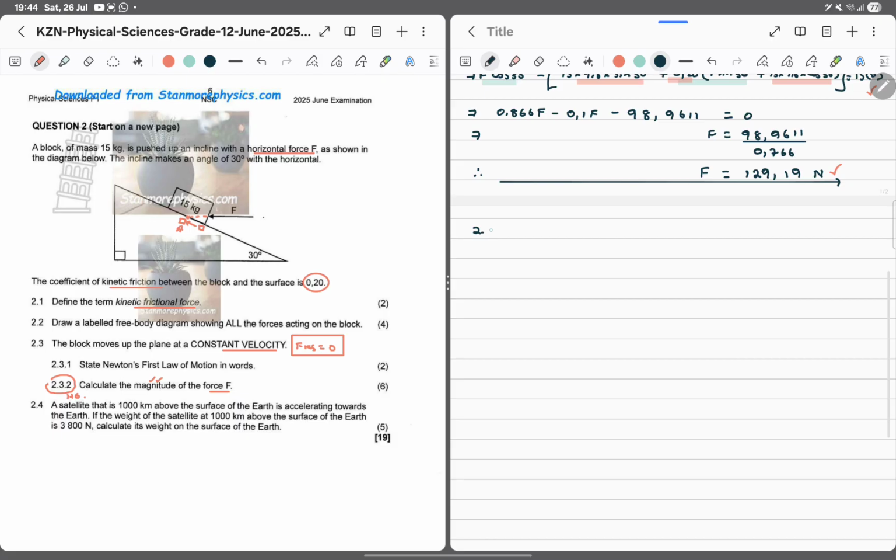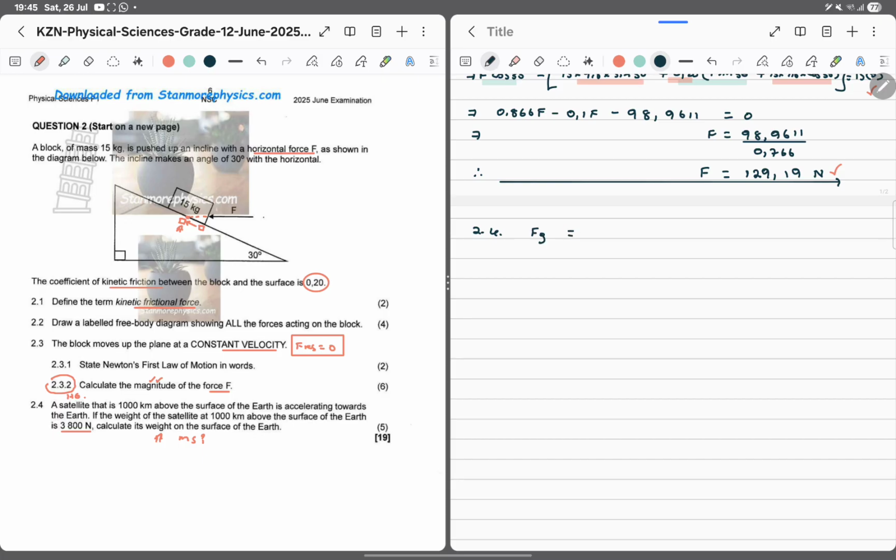So let's see 2.4. We are told that a satellite that is 1,000 kilometers above the surface of the Earth is accelerating towards the Earth. If the weight of the satellite at 1,000 kilometers above the surface of the Earth is 3,800 newtons, calculate the weight on the surface of the Earth. Okay, so for us to find the weight, we need the mass of the satellite. Well, this is easy. It's Newton's universal gravitation issue here.